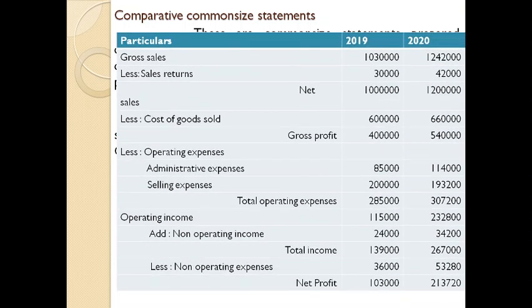See, this is a case of comparative common size statement. Here you are given an income statement relating to two periods. Gross sales 2019-20, less sales returns 30,000, 42,000, net sales. Followed by that, sales, cost of goods sold, gross profit. You are familiar with all these items. It is an income statement prepared in vertical form, and here details of 2 years are given.